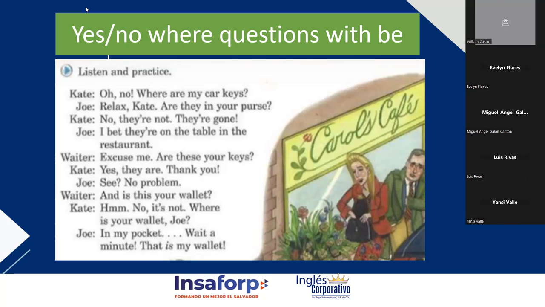Oh, no. Where are my car keys? Relax, Kate. Are they in your purse? No, they aren't. They're gone. I bet they are on the table in the restaurant. Excuse me. Are these your keys? Yes, they are. Thank you. Sí, no problem. And is this your wallet? No, it's not. Where is your wallet, Joe? In my pocket. Wait a minute. That is my wallet.